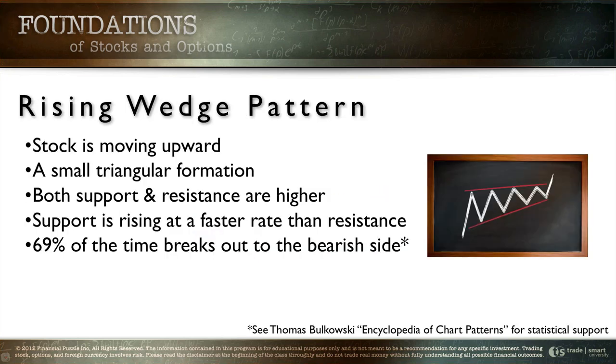All right. The rising wedge is that one that we just looked at, that I just drew a picture of for you. And in the case of the rising wedge, the stock is moving upward. Well, I say it's moving upward. The lines are moving upward, so obviously the stock is moving upwards. Technically, the stock is going back and forth in the middle there, but the lines are moving upward there. You get a small triangular formation. Both the support and the resistance are moving higher. And the support is rising at a faster rate than the resistance. That's the only way that it can form, actually. The resistance is rising, it's going uphill, but the support is bringing all this pressure up here.